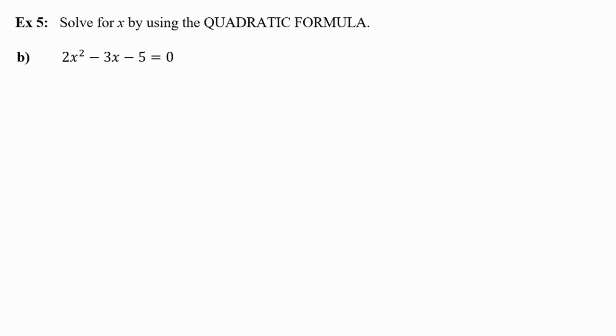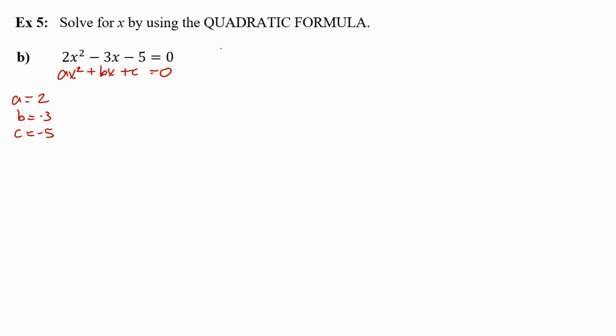All right, B, same thing. Solve for x by using the quadratic formula. We first want to make sure that it's in standard form, so ax squared plus bx plus c is equal to 0. Identify your a, b, c values. A is 2, b is negative 3, c is negative 5. And we're going to plug those into the quadratic formula.